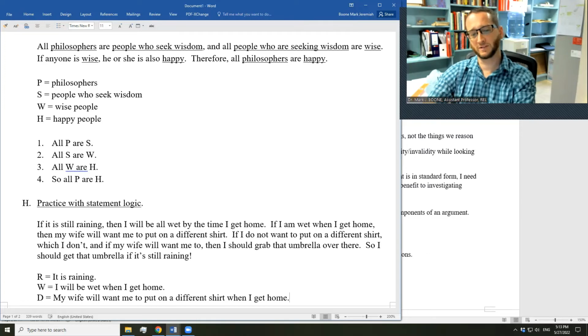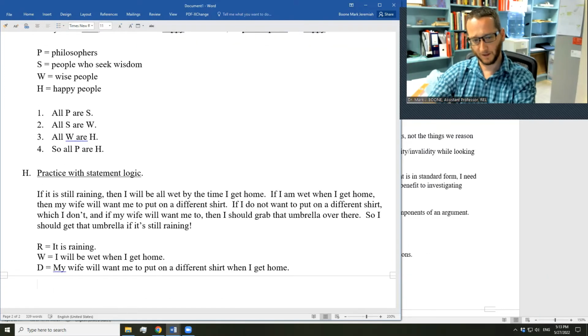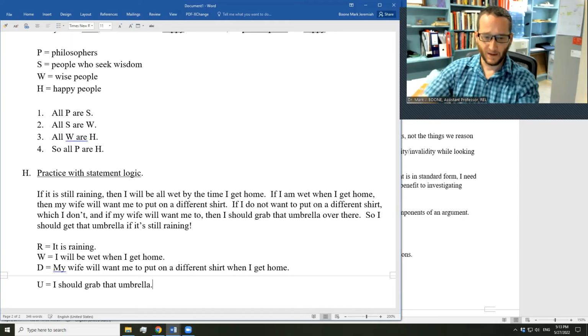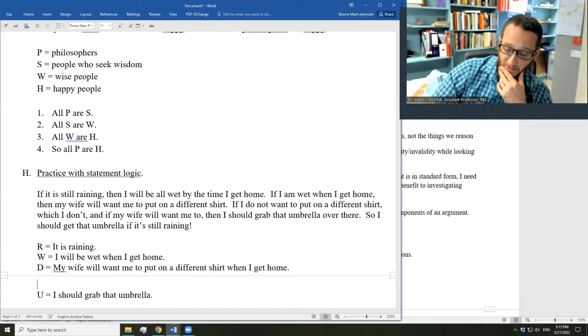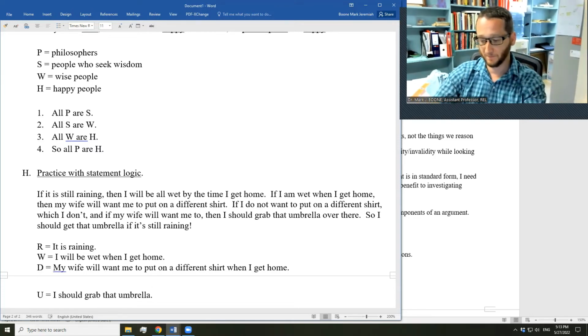My wife will want me to put on a different shirt when I get home can be symbolized as D. Now U for I should grab that umbrella over there. And then we need one more sentence, and that would be something about how I don't want to change shirts when I get home. Now you might think that, we haven't used S yet, let's use S for it.